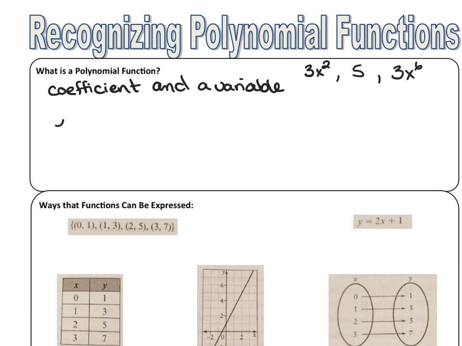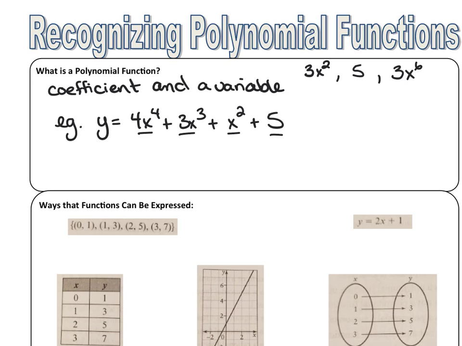So an example of this might be y equals 4x to the 4 plus 3x cubed plus x squared plus 5. This is considered a polynomial function because it has many different terms and they all come together.